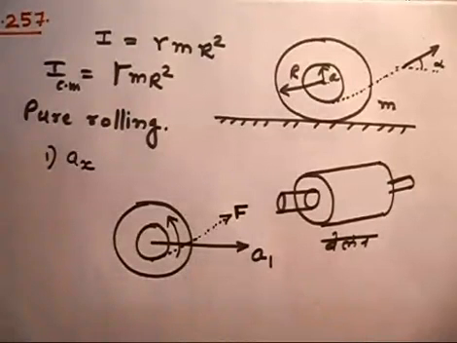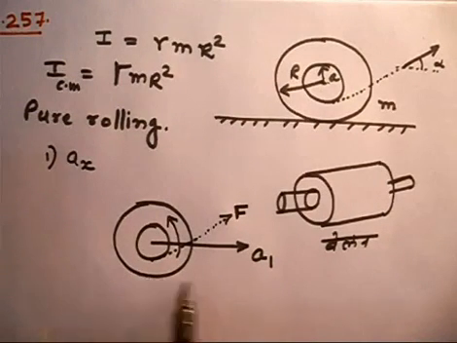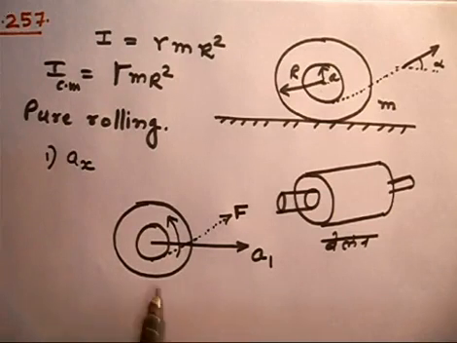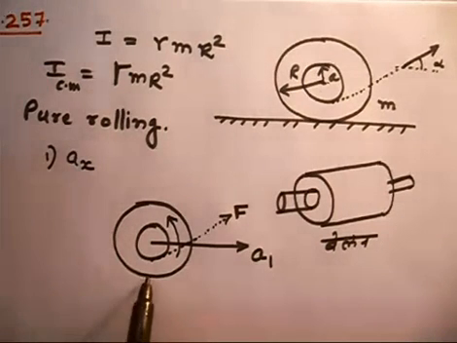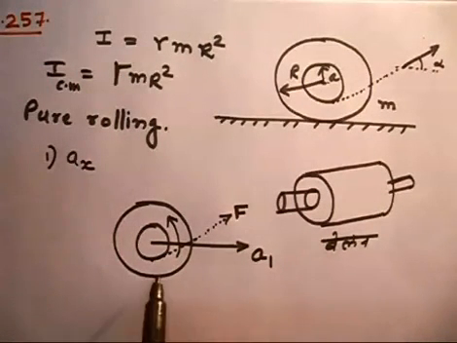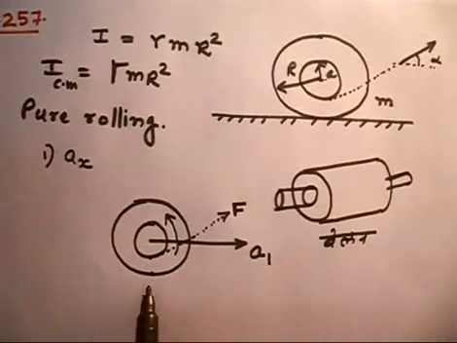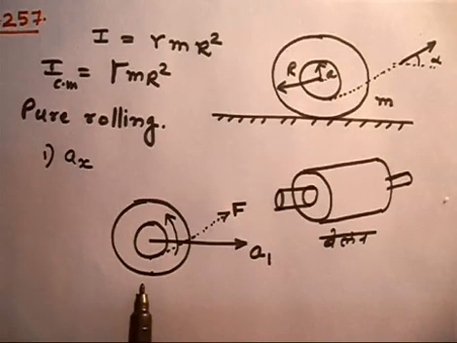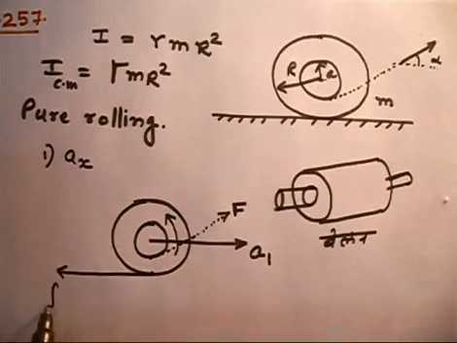Now since this is a case of pure rolling, there will be a friction here. I can have friction either in this direction or in this direction. It will not matter, let us take any direction. You see, this is a static friction. The point of contact will have zero velocity, so we cannot find the static friction direction by using the law of relative motion. So let us assume this friction is in this direction.